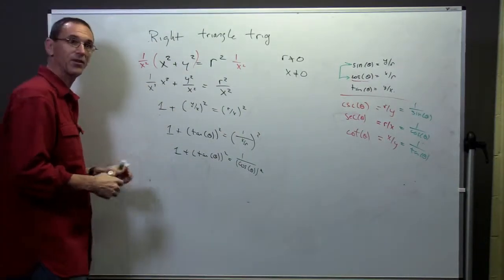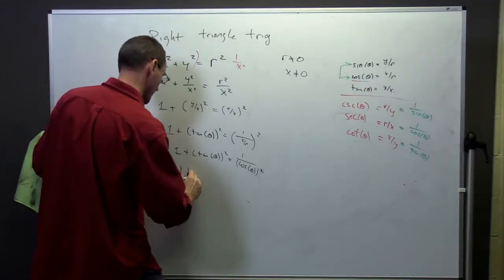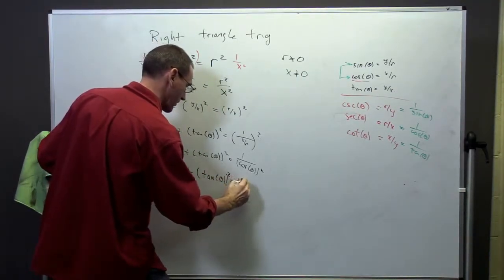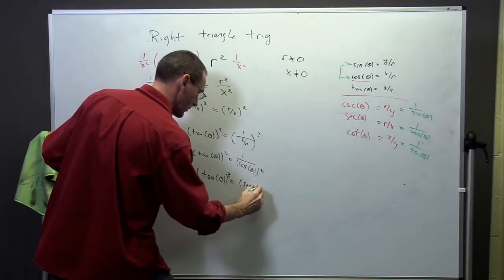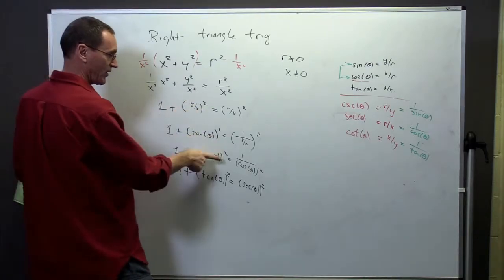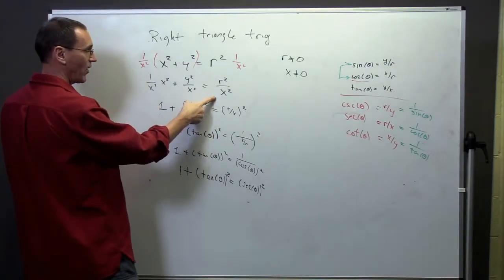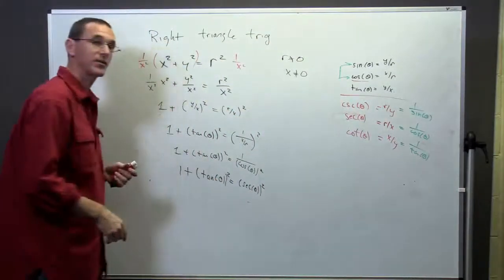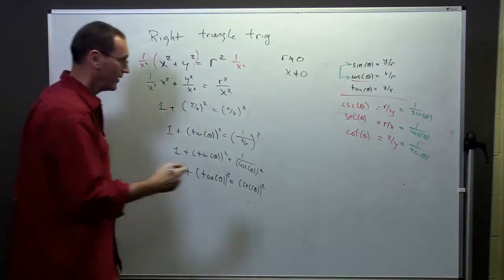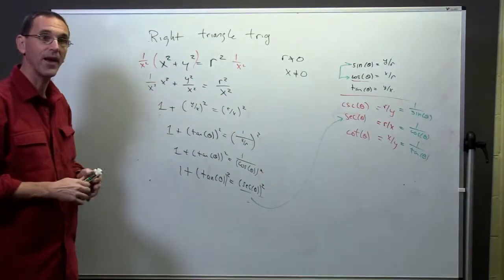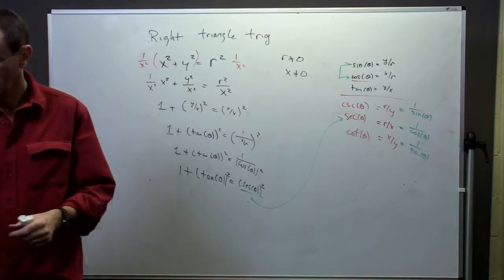That means this relationship here is going to be 1 plus tangent squared is secant squared. And if I come back, this was confusing how I did this. Notice I have r over x squared. There's my r over x, and there's my secant squared. So this thing is exactly coming from that.